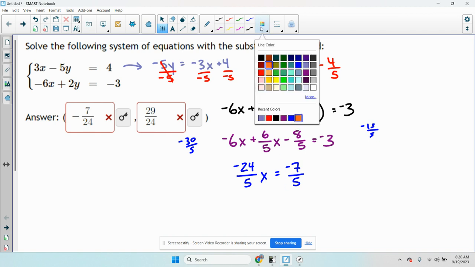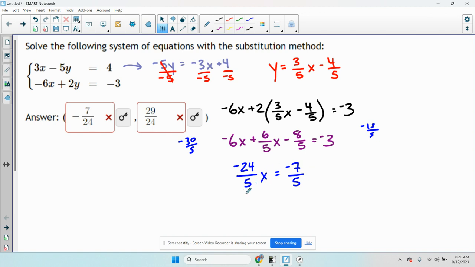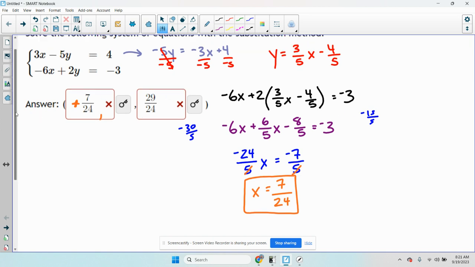So the 5s will cancel out. I multiply both sides by 5. They're going to cancel out. So to get x by itself, I divide by negative 24. I get x equals negative 7 over negative 24, which is 7/24. It looks like it was probably just a sign issue, because I believe if you had positive 7/24, you probably would have gotten the second coordinate correct as well.